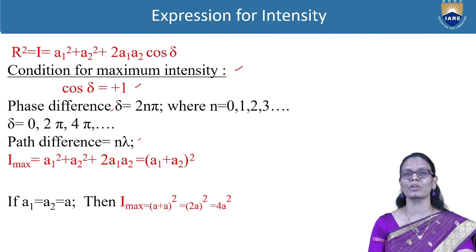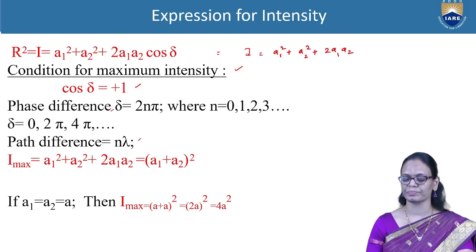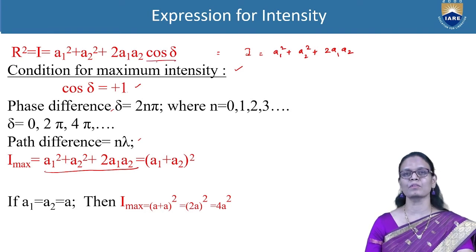We will substitute cos delta as plus 1. So when cos delta is equal to plus 1, I will be equal to a1 square plus a2 square plus 2a1a2. That is what we are writing here, putting cos delta is equal to plus 1. This is of the form (a plus b) whole square, a square plus b square plus 2ab. So we are going to write it as (a1 plus a2) whole square.